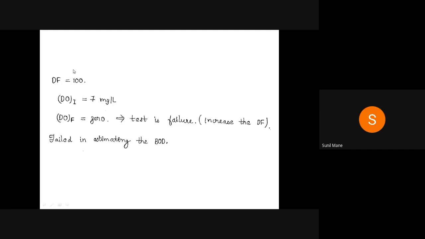Whether the dilution factor is being utilized or not, even if the dilution factor is not utilized, in that case the test is failed because of this particular zero result. The reason is that we don't know at what point the dissolved oxygen has become zero. So we cannot estimate that at this particular point the result has been zero. That is why the test is failed, and the failure of the test is because of the dilution factor.